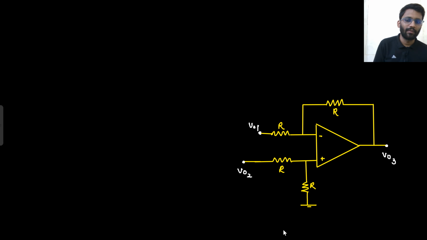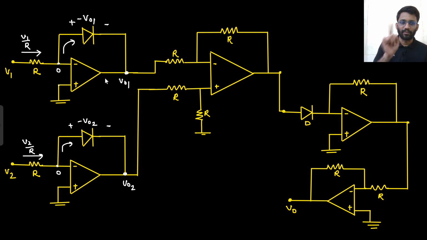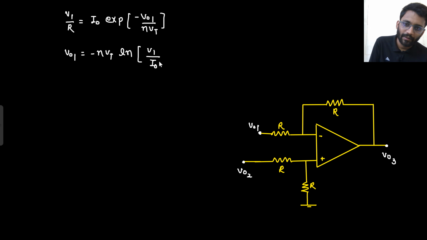So what can you write now? V1 by R is equal to I naught e to the power Vd upon eta Vt. What is Vd? Vd is minus V01. Well and good. So from here, what did you get to know? That your V01 is minus eta Vt ln V1 by I naught R. Say yes or no.